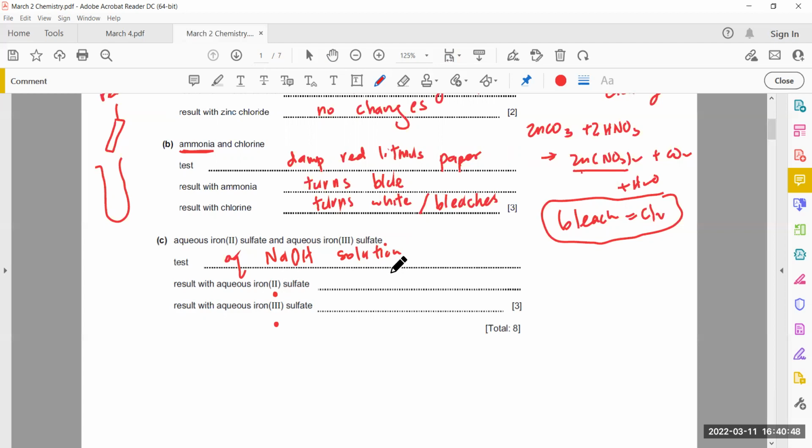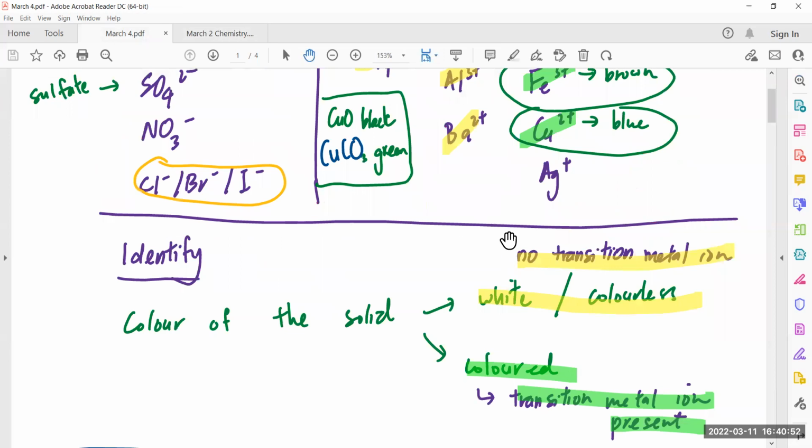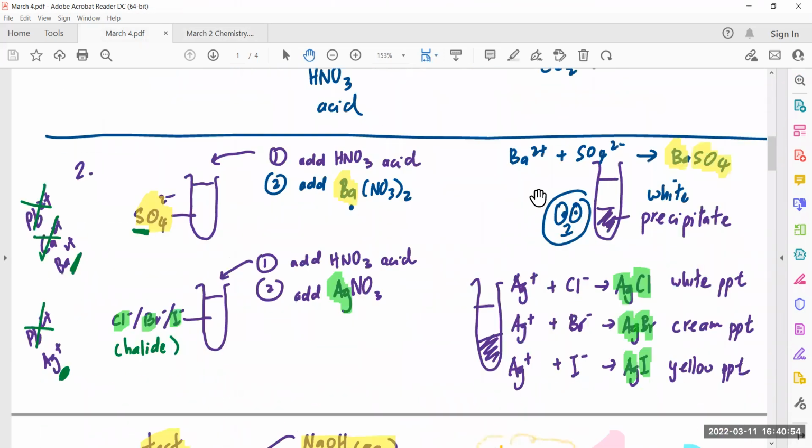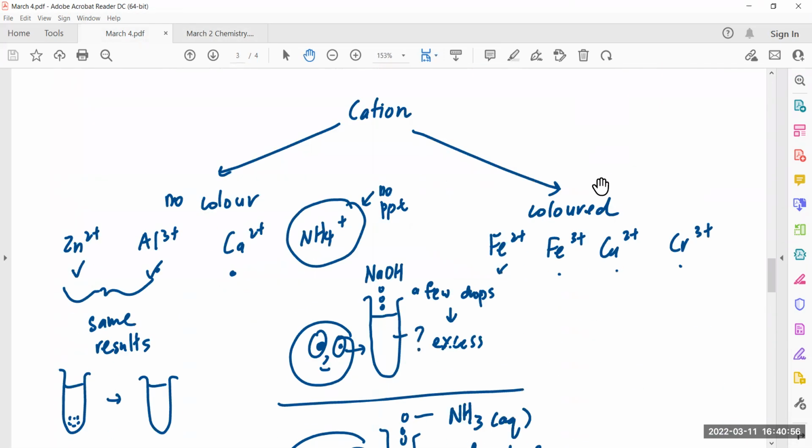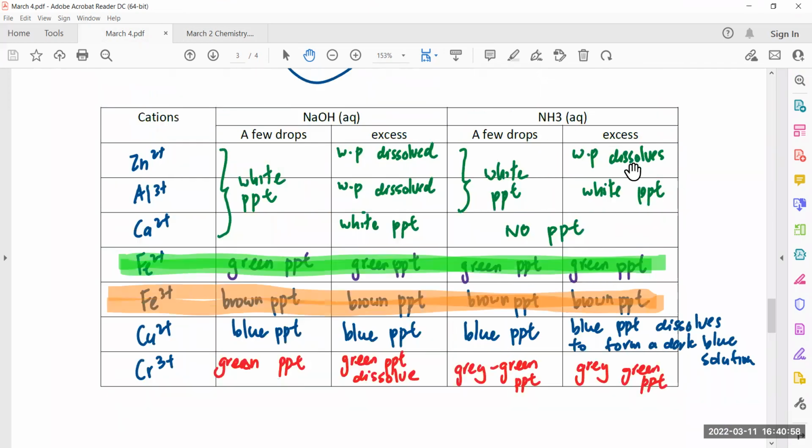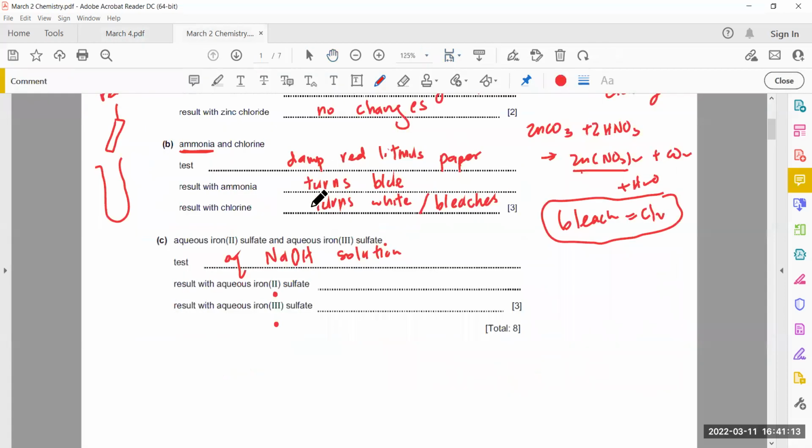Iron 2 is? White. Iron 2, no, you just look back at this list. Guys, you look back at this list. Iron 2 is green precipitate. Iron 3 is brown precipitate. Same or different? Different. That's it lah. That's how you test.